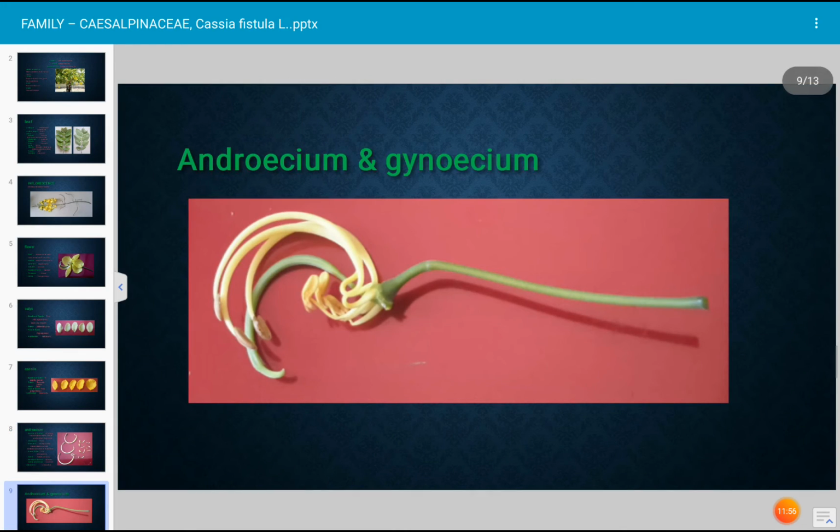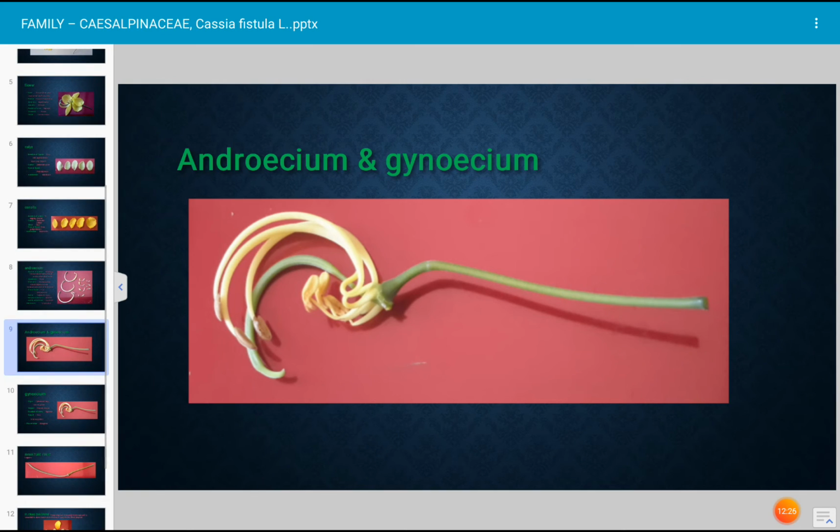Next, this is androecium as well as gynoecium together. We have shown a complete beautiful photograph. All the photographs were taken by a Samsung mobile, and all are original figures. The green colored gynoecium is there, and all the remaining yellow colored ones are stamens. Stamens, staminodes, short stamens, long stamens, all are very clearly shown in the photograph. When the androecium and gynoecium are both present in the flower, that flower is hermaphrodite or bisexual.